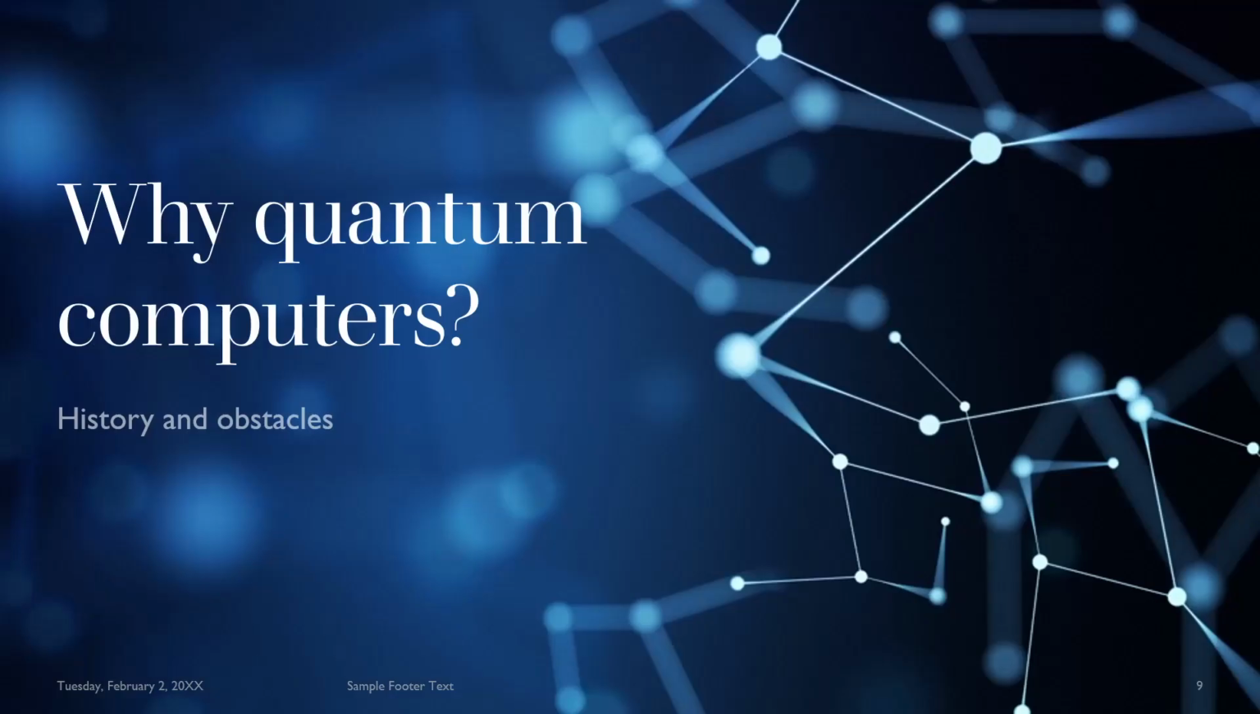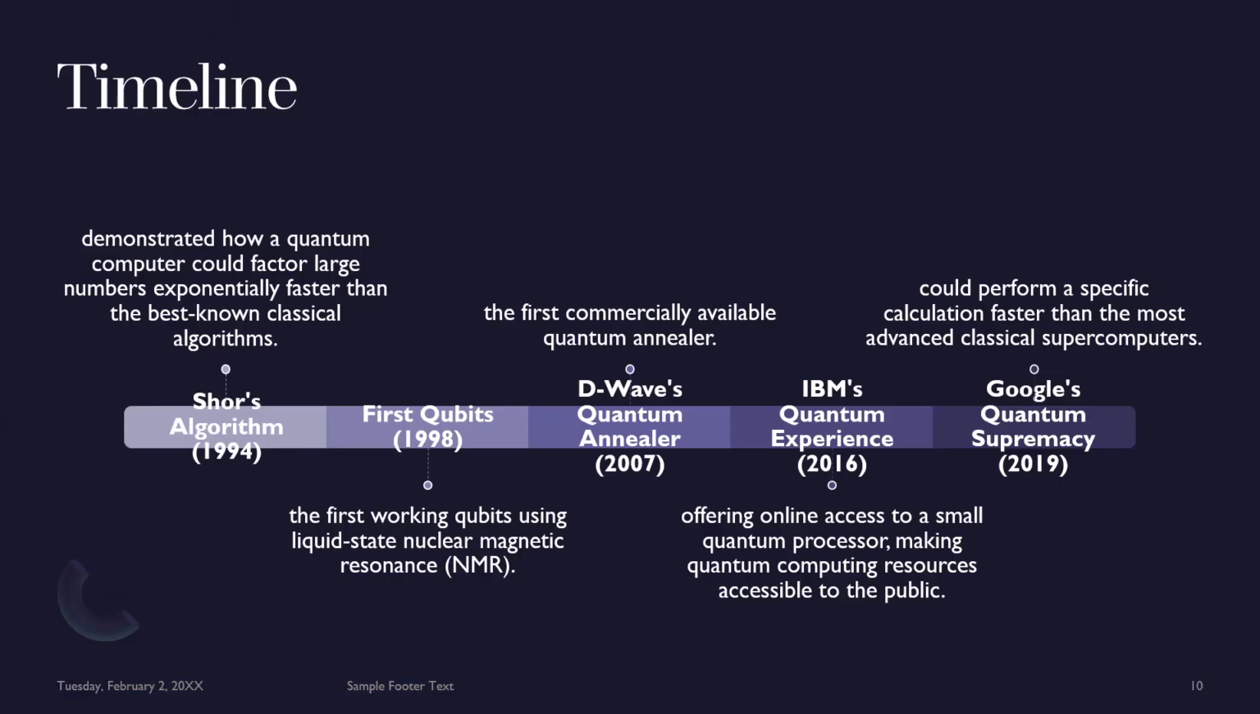And now, why quantum computing is important. Before we talk about quantum computers more, let's look at some timelines of important events in quantum computing. First, in 1994, Shor's algorithm demonstrated how quantum computers could factor a large number exponentially faster than the best known classical algorithm.